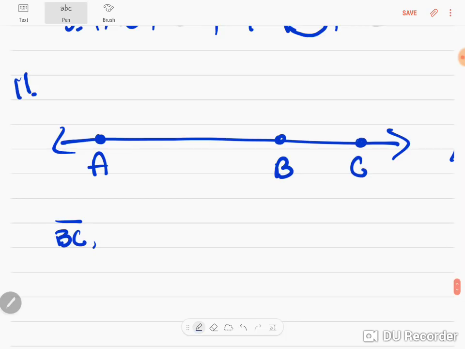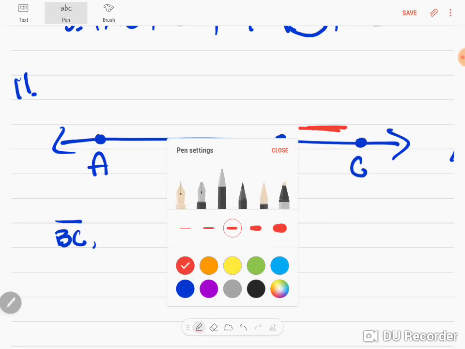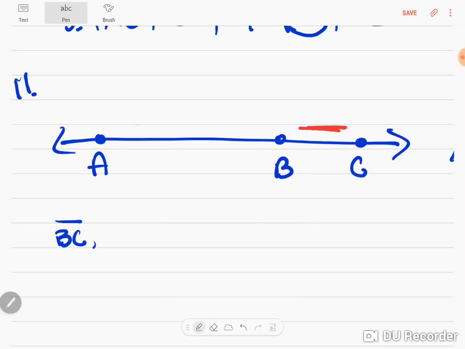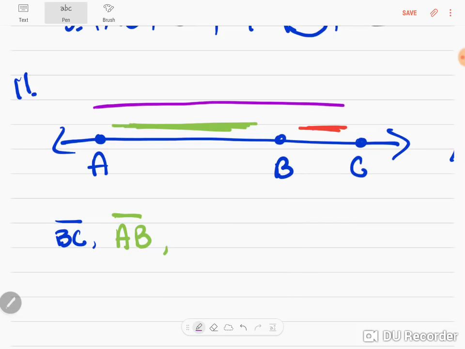Then the next one would be, let's look at this. I want you guys to see how short that is. Then the next short length, I'm going to use green, favorite color, is AB. And finally, the longest would be the whole segment of AC.